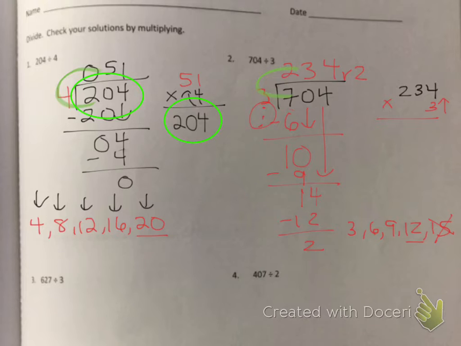3 times 4 is 12, bundle. 3 times 3 is 9, add the bundle is 10. And then 3 times 2 is 6, plus the bundle is 7. But don't forget to add the rest, the remainder. And we'll have 704 and 704. Perfect.